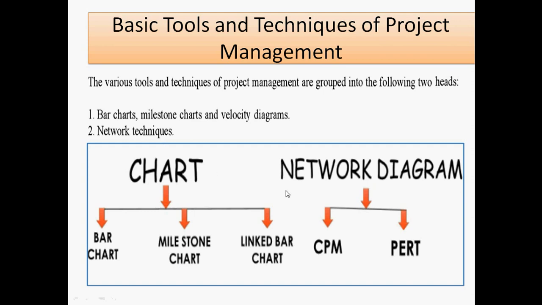But in case of network diagram, you already know what the network diagram means: CPM and PERT. CPM is the critical path method, and PERT is the project evaluation and review technique. This is nothing but the network diagram. CPM and PERT are useful for large scale industries, or you can say large projects. But a chart is required only for small projects. If it is a small project, then we can go for a chart, and if it is a large scale project, you can go for a network diagram.